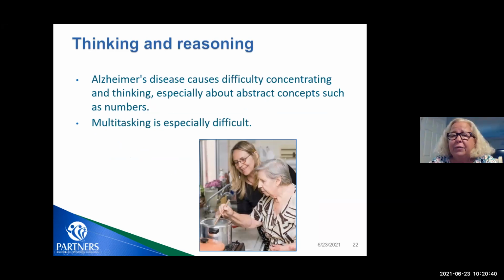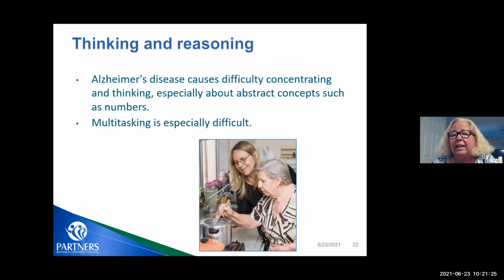Alzheimer's disease causes difficulty concentrating and thinking, especially fairly early on, about abstract concepts and numbers. So as you can see, one of the first things noticed by family members is they start having trouble paying bills and managing money. Making change is a direct task, but looking at your bank account, when your money's coming in, all your bills that are due, figuring out which to pay in which sequence and keeping up with all that is higher level thinking, more abstract concepts, and it has to do with math.